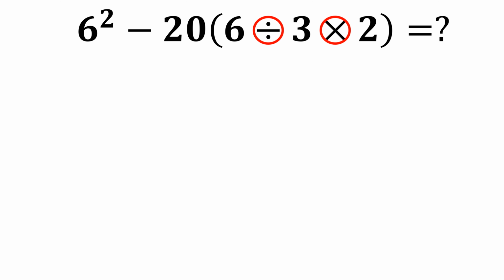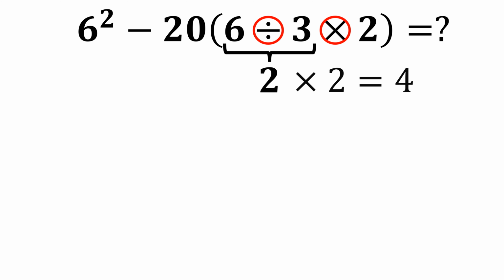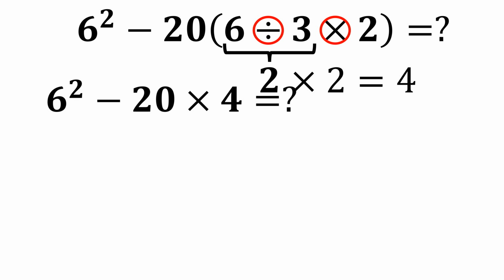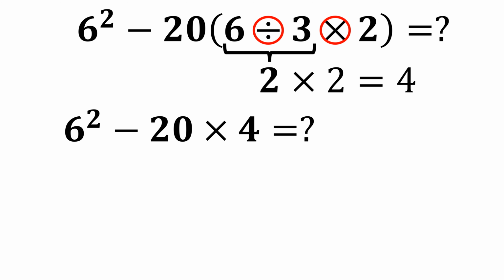Since we have both division and multiplication, we solve from left to right. So, 6 divided by 3 is 2, and 2 times 2 is 4. Now, the expression becomes 6 squared minus 20 times 4.